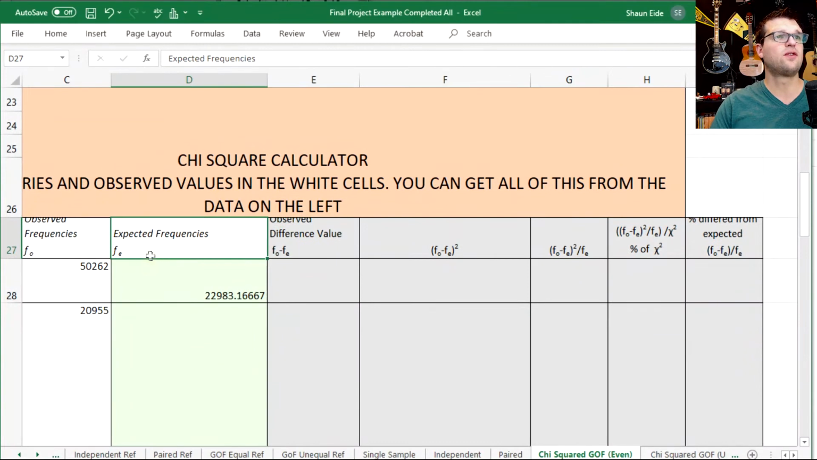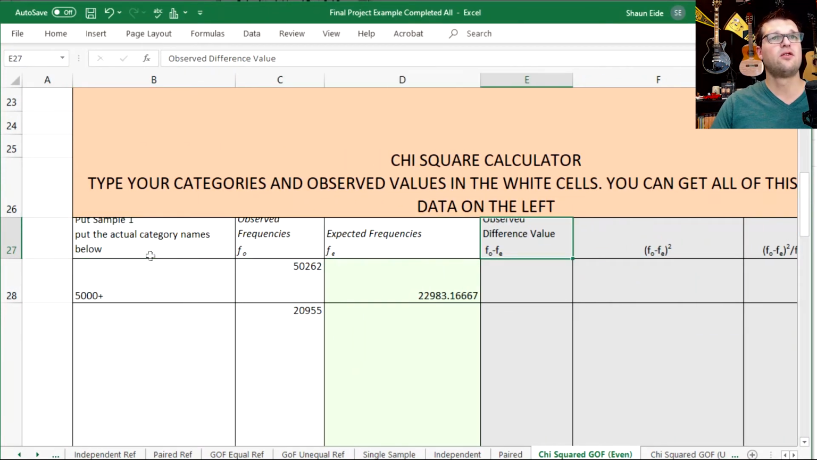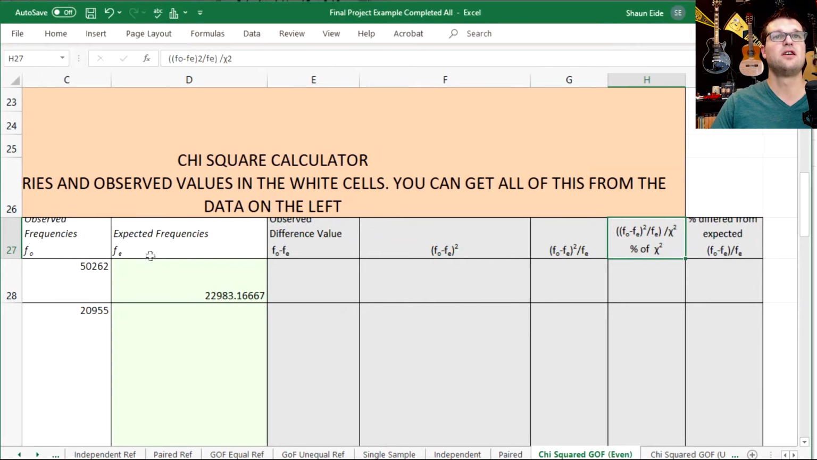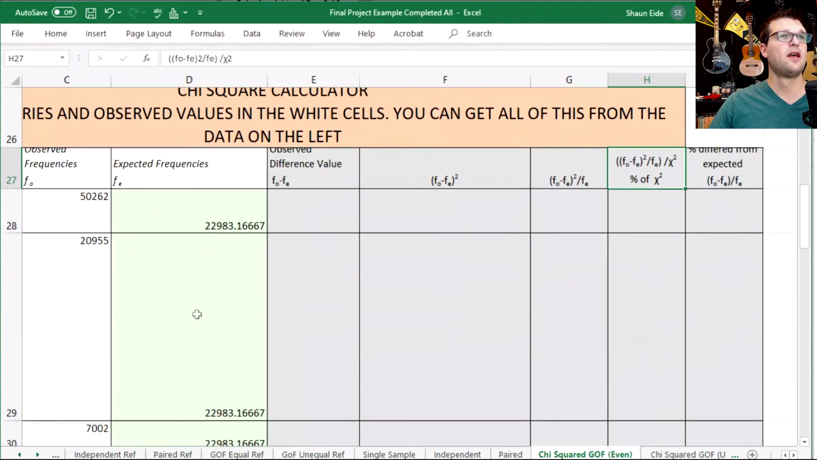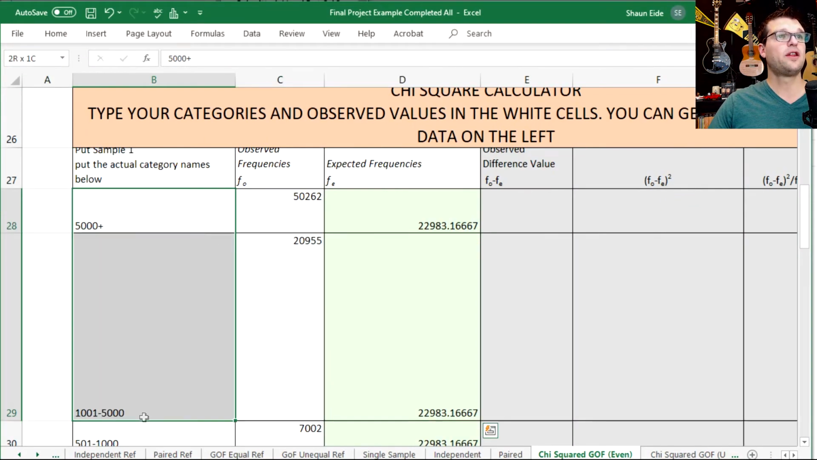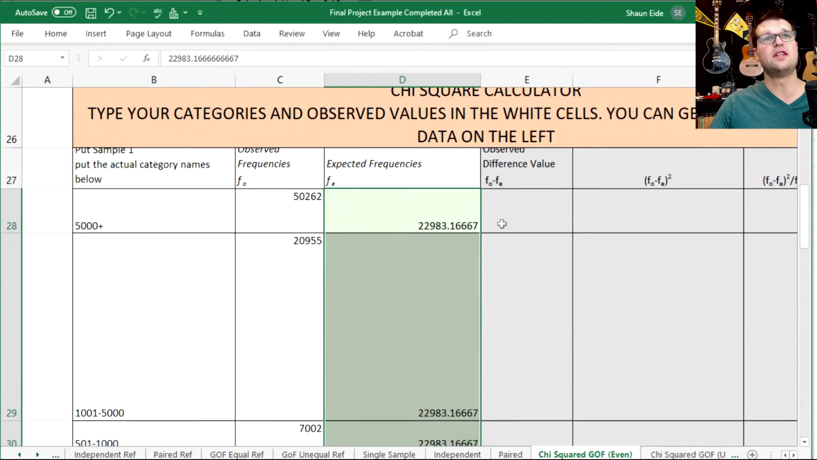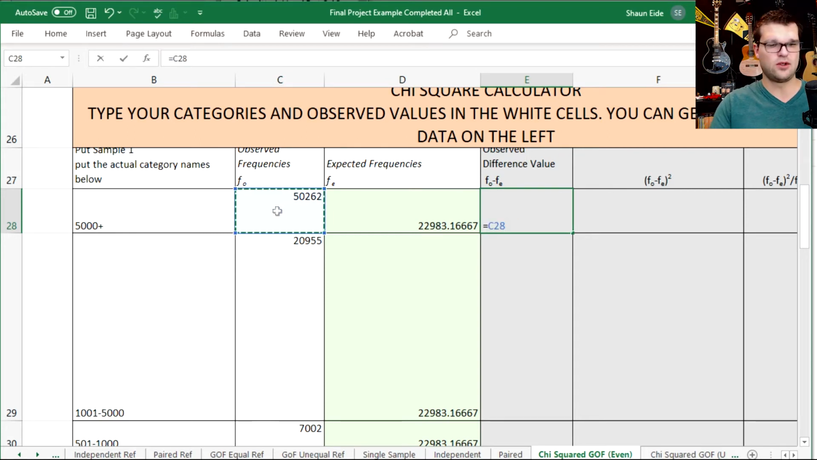You've got each of these columns: frequency observed, frequency expected, frequency observed minus expected, frequency observed minus frequency expected squared, then divided by frequency expected, and so on and so forth. So first step, you have all the categories, the observed frequencies in those categories, and the expected frequencies in those categories. The first step is to calculate the difference between the observed and the expected. So we're going to do equals frequency observed minus frequency expected. And it tells me the difference between what's observed and expected is 27,278.